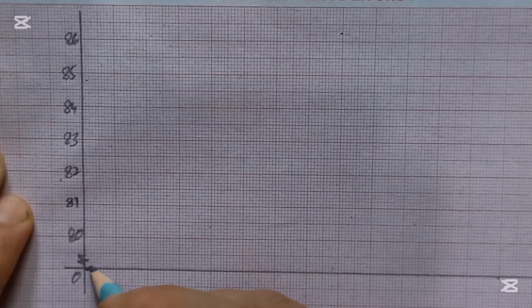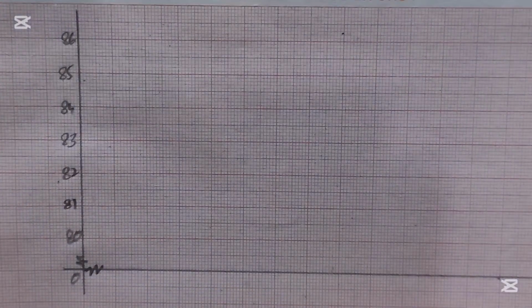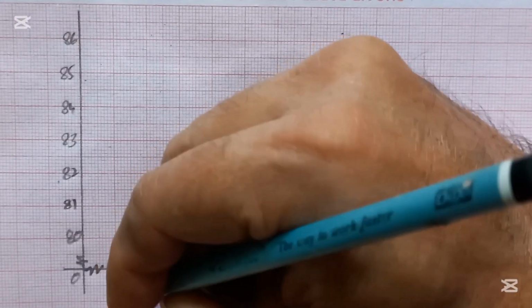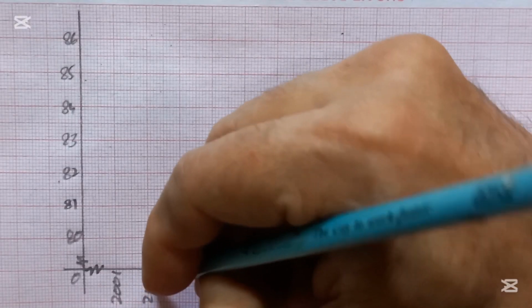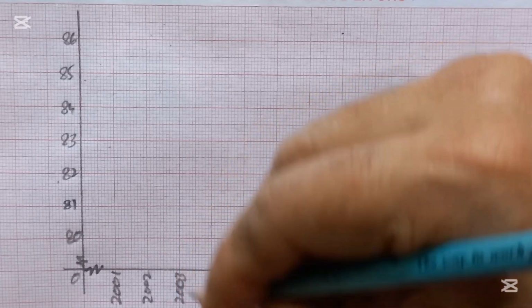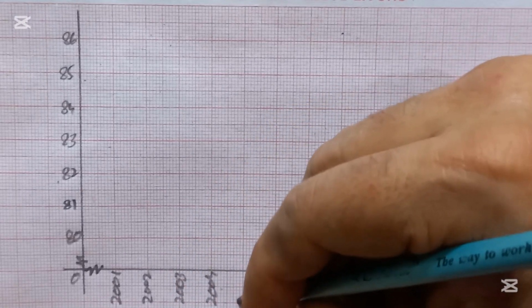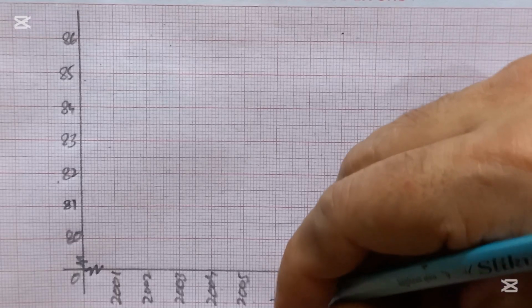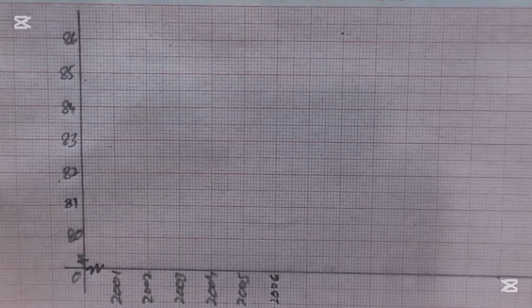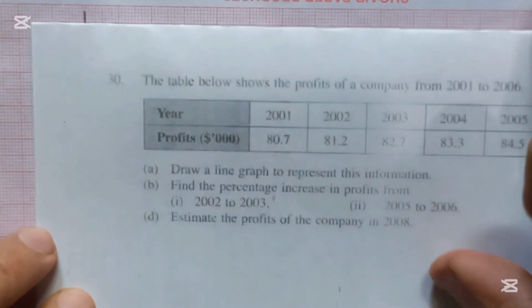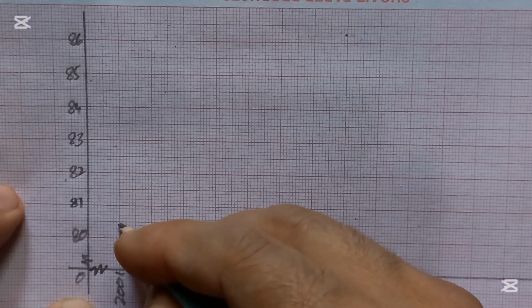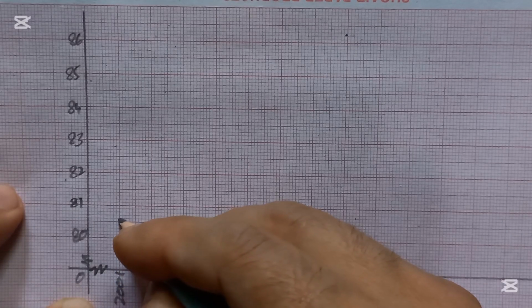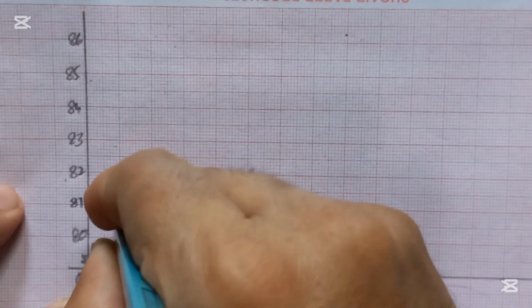So again, draw a zigzag line from here. So 2001, 2002, 2003, 2004, 2005, and 2006. So now plot the values. First is 2001 and 80.7. So here is 2001. This is 80.7. So this is the first point.